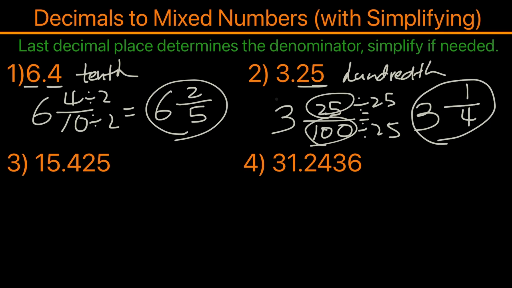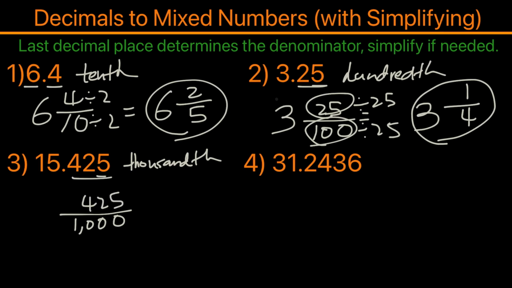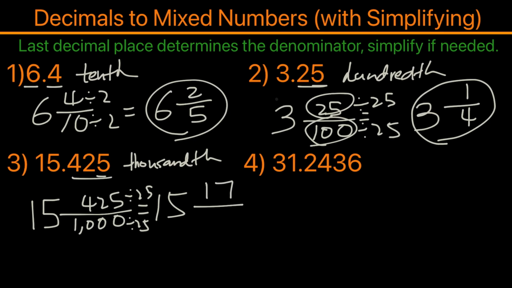Now for the third example, we have 15.425. Looking at the last decimal, we have in the thousands. And so the denominator will be 1000. And we want to put 425 as the numerator. Bring down the 15, it's the whole number. Next, we're going to try to simplify 425 over 1000. Divide both by 25. 425 divided by 25 is 17. And 1000 divided by 25 is 40. And that would be the answer for example 3.